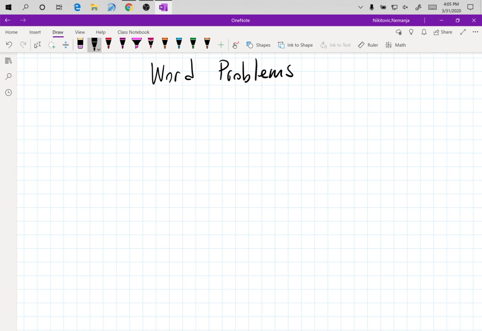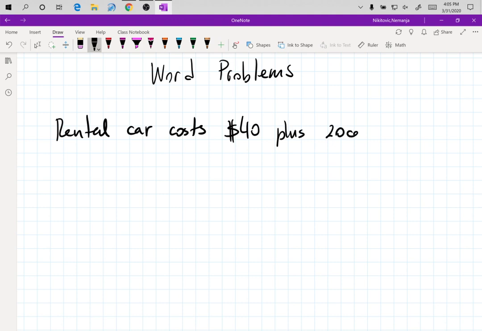So a rental car costs $40 plus 20 cents per mile.